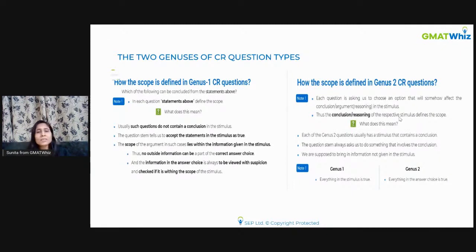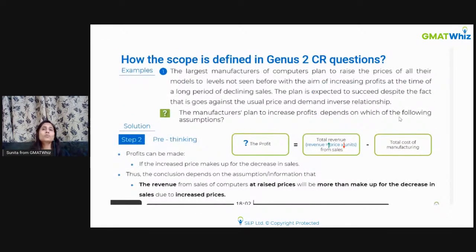For example, in a CR inference question, the scope is defined by the data given in the stimulus. On the other hand, in a strengthen and weaken question, the scope is defined by the answer choices, which bring in new information. So it is very important to learn the difference in scope in different kinds of questions. What defines the scope? How is scope defined in assumption questions, how is it defined in an inference question, and how do you set that scope so that you never choose an out of scope answer choice?